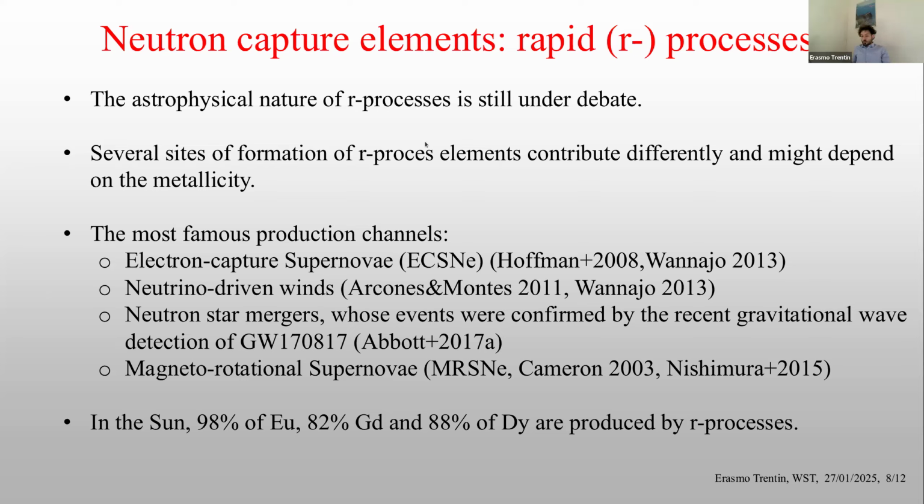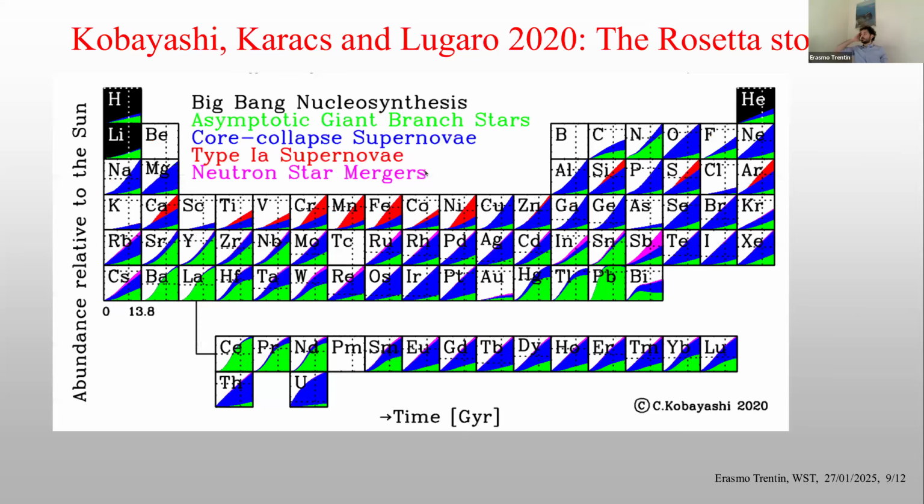So for someone who would like to understand the origin and the several astrophysical events that can produce all these elements, I would suggest what for me is the Rosetta Stone of the origin of the elements, which is the famous paper in 2020 by Kobayashi, Karakas, and Lugaro. This picture would require an entire seminar on its own to describe all of it, but you can see for each element what's the contribution of the several formation channels.